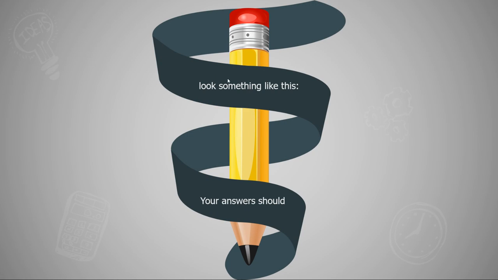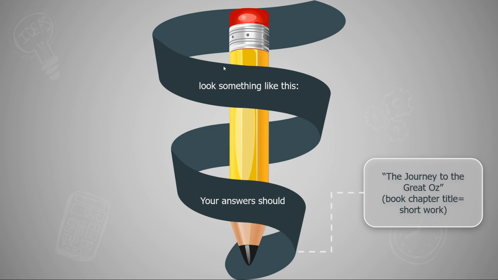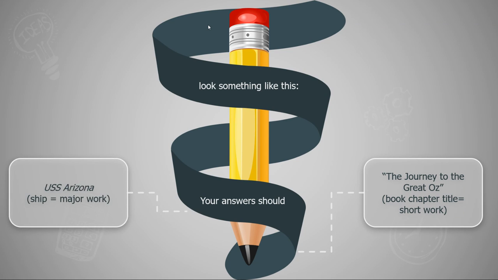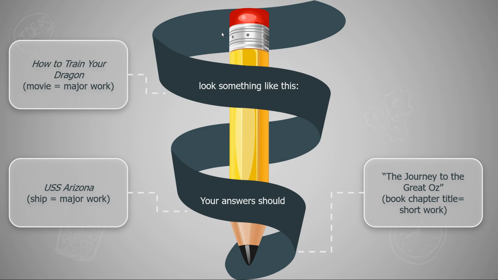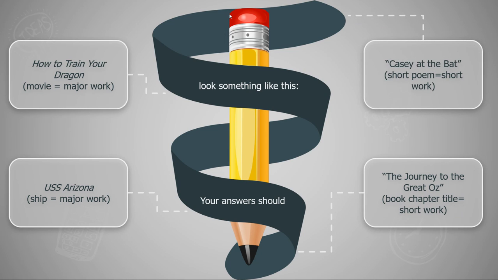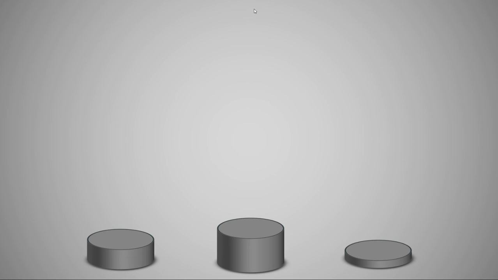They should look something like this. "The Journey to the Great Oz," which again is a short work, should be in quotation marks. The USS Arizona is a ship, which is a major work, so you should have either italicized or underlined it. How to Train Your Dragon is a movie, which is a major work, so it should again be italicized or underlined. "Casey at the Bat" is a short poem, which is a short work, and in this case, you would use quotation marks.